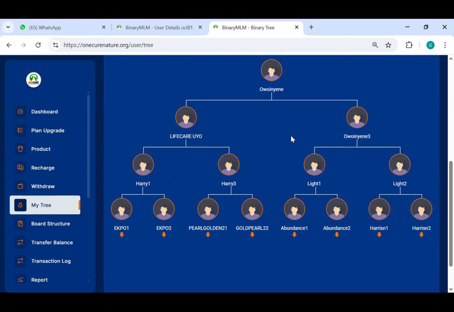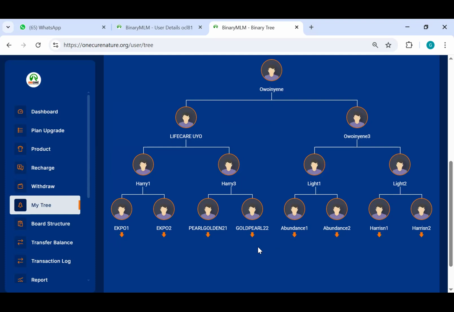For example, look at this place now. How many people can you see on this board, on this page, on this tree? You can see 1, 2, 3, 4, 5, 6, 7, 8, 9, 10, 11, 12, 13, 14. These are 14 people. Okay?